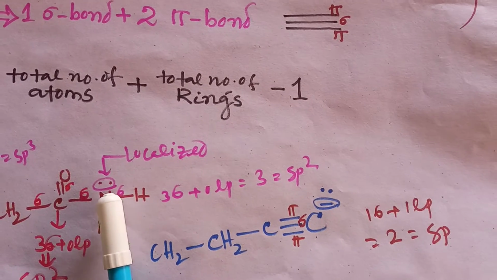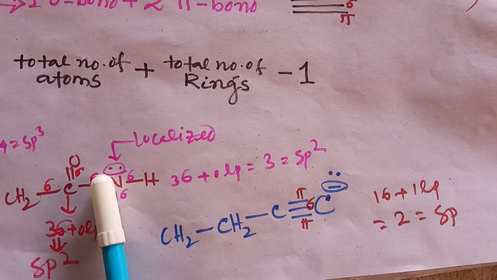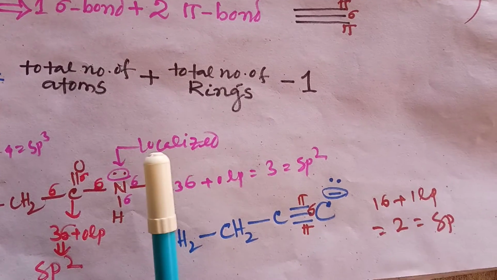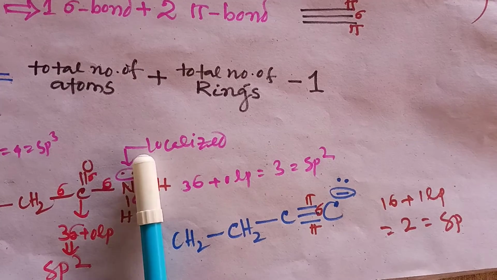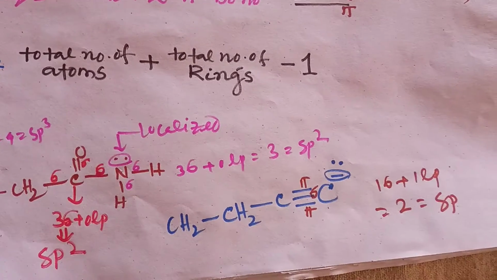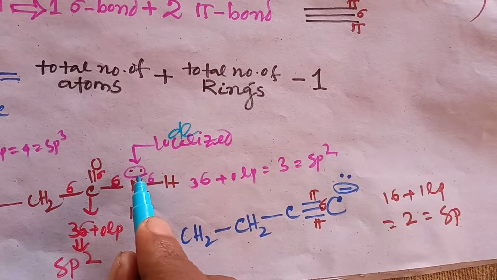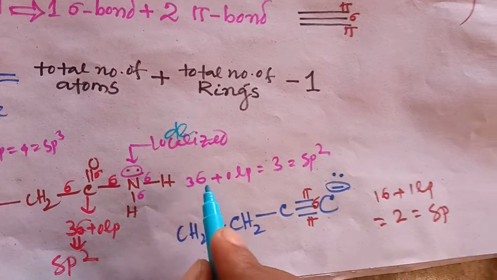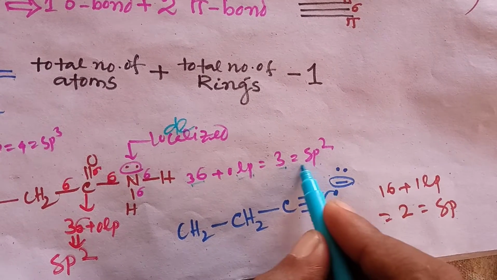Let's see the hybridization of this nitrogen atom. This nitrogen atom is connected to 3 sigma bonds, and here it has a lone pair. But note that this lone pair is in conjugation with this double bond, so it is not localized. This lone pair is delocalized, so this type of lone pair is not counted for hybridization. So the total number of sigma bonds plus lone pairs will be 3 plus 0, that is equal to 3. So the hybridization will be sp2.